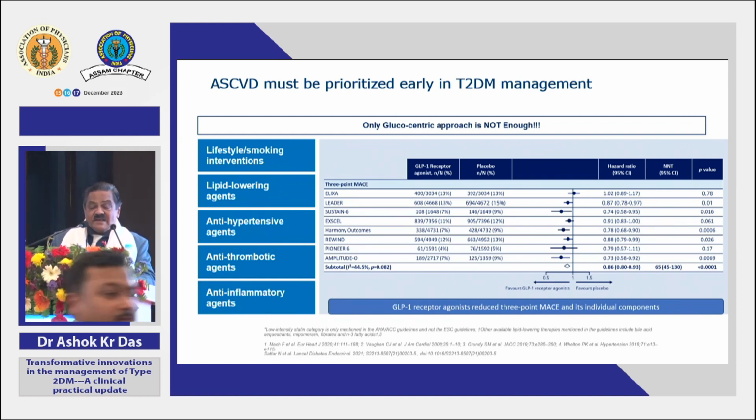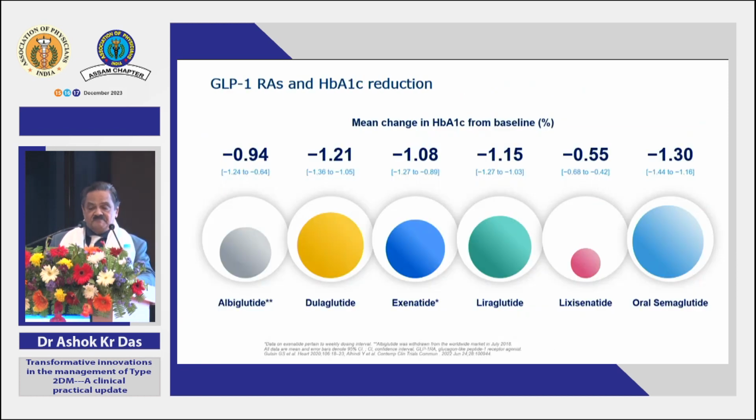Now, ASCVD management must be prioritized early in type 2 diabetes management. That is the call given in the ADA guideline. So lifestyle, smoking intervention, lipid-lowering agents, antihypertensive agents, antithrombotic agents, anti-inflammatory agents, all have to be given. Now, I have shown here the amount of HbA1c reduction that can occur as the glycemic effect of these drugs. You can say it can be up to minus 1.3.